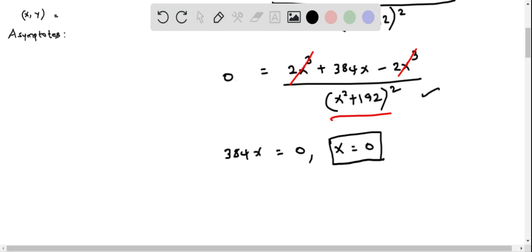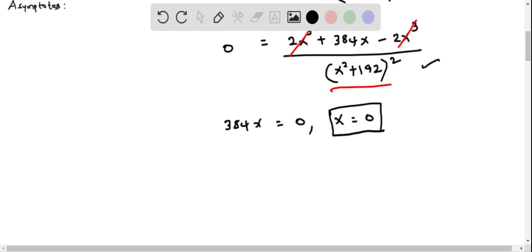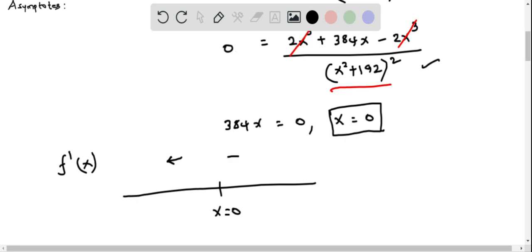Now, using this critical point of the function, we can determine the sign chart of the first derivative. That is, we create a number line and mark x equal to 0. We are preparing the sign chart for f prime of x. We take some random values to the left of x as well as to the right of x. I'm going to take negative 1 and plug it into f prime of x. So let me copy the f prime of x, which is 384x over x squared plus 192 quantity squared.